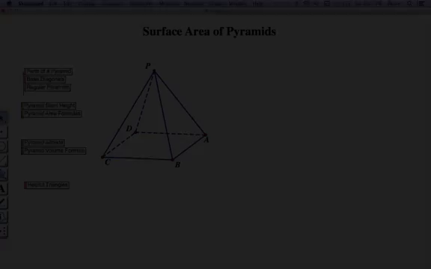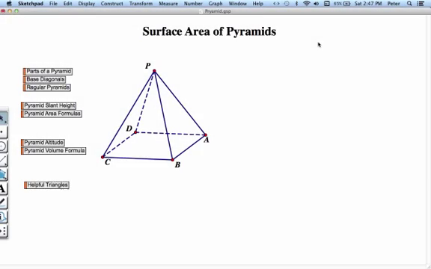Take careful notes, especially for any formulas that you should be putting on a formula page. When dealing with the surface area of a pyramid, we first have to remind ourselves of some of the parts of a pyramid. And these are terms that came up in our exploration of pyramids in chapter 9.8. If you want to refer back to that video, it might be a good idea.